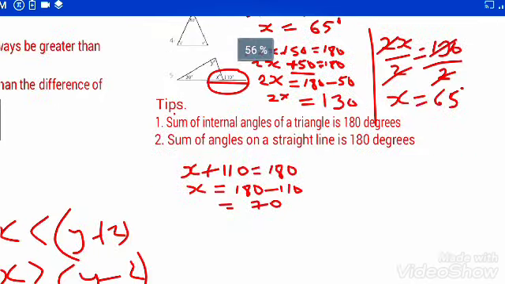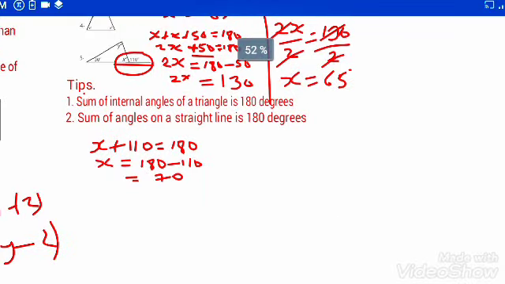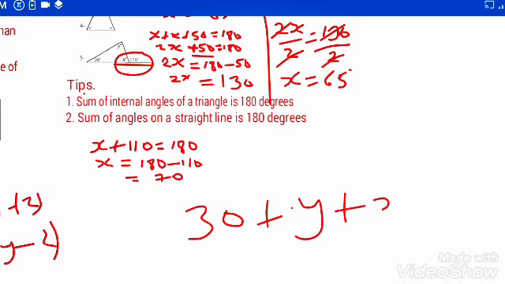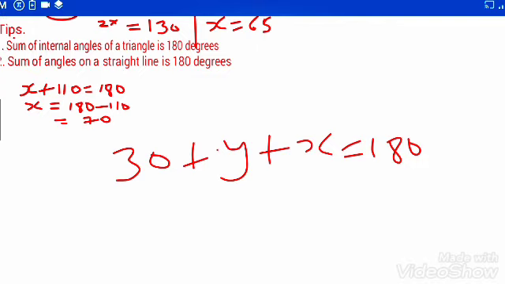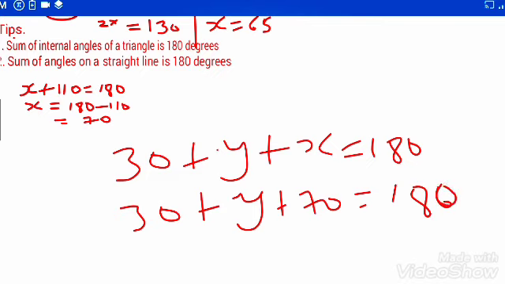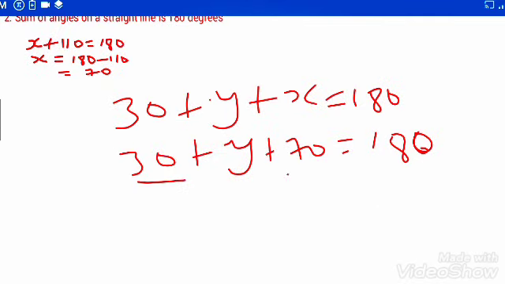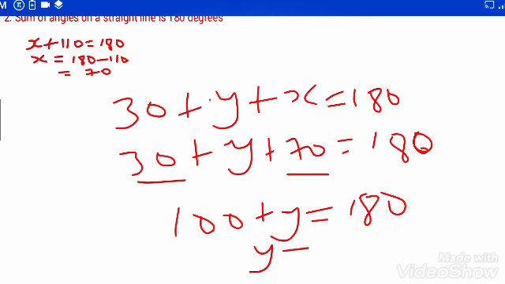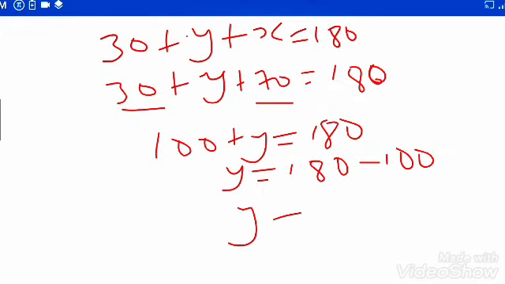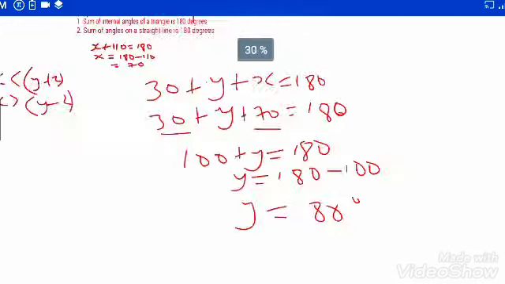Now putting it back, we have a complete triangle, so we're going to have 30 plus y plus x equals 180. We've already gotten x to be 70, so we have 30 plus y plus 70 equals 180. When we collect like terms, 30 plus 70 is 100, plus y equals 180. Therefore y is equal to 180 minus 100, and y is equal to 80 degrees. So that's one way of solving this.